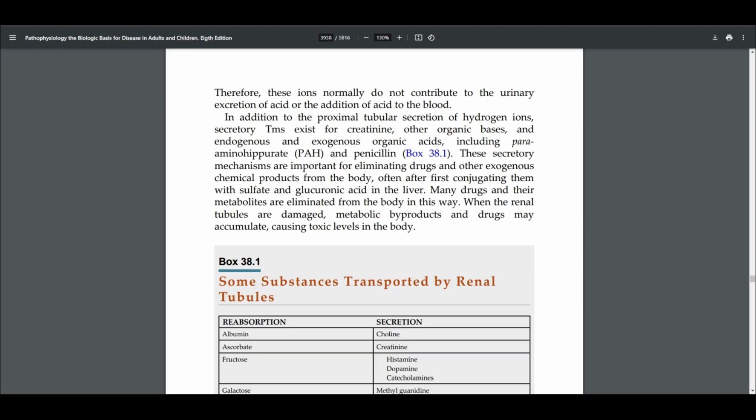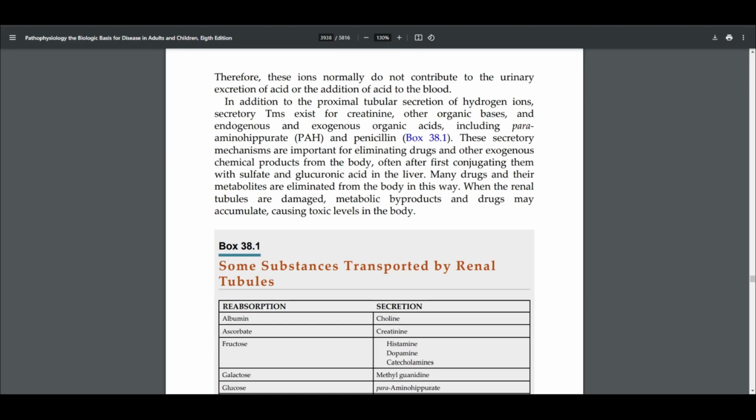In addition, proximal tubular secretory mechanisms exist for creatinine and other organic bases, and endogenous and exogenous organic acids, including para-aminohippurate, or PAH, and penicillin. These secretory mechanisms are important for eliminating drugs and other exogenous chemical products from the body, often after first conjugating them with sulfate and glucuronic acid in the liver. Many drugs and their metabolites are eliminated from the body in this way. When the renal tubules are damaged, metabolic byproducts and drugs may accumulate, causing toxic levels in the body.